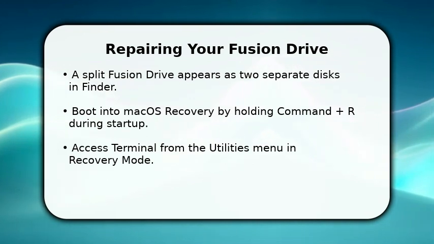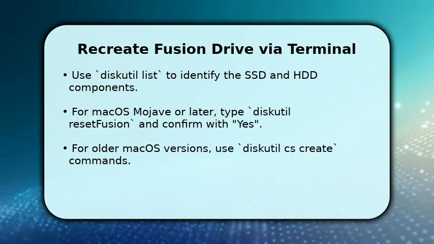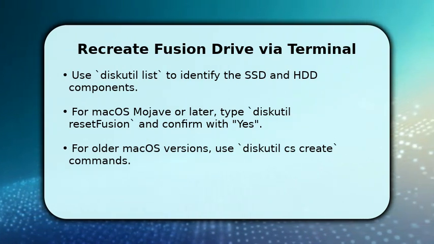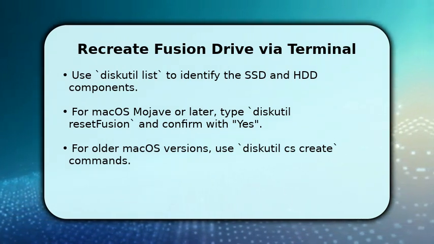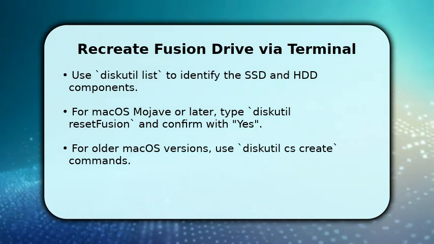Once in recovery mode, navigate to the Utilities menu and open Terminal. Once in Terminal, the first step is to identify your Fusion drive's components. Type diskutil list to see all connected disks and note the identifiers for your SSD and HDD.